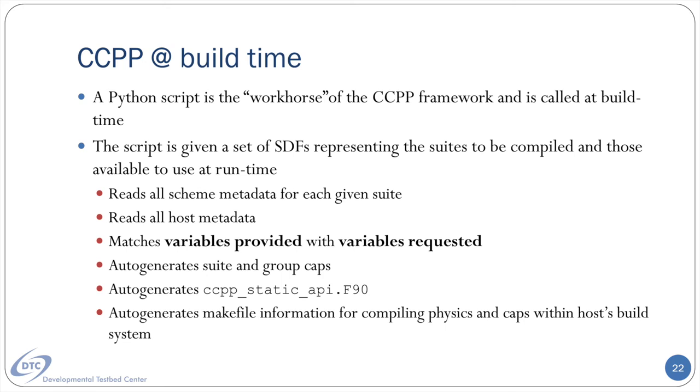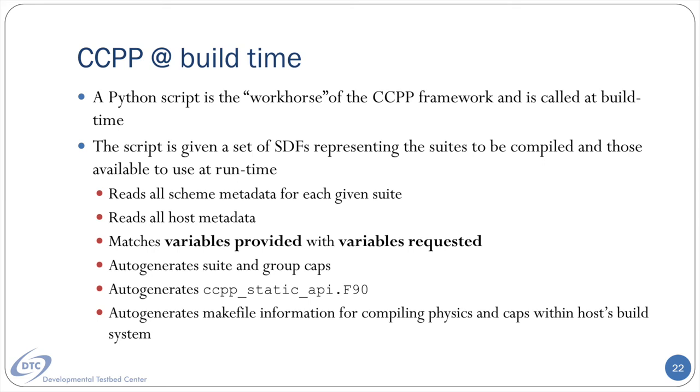If you've been paying attention up to this point, you've no doubt noticed that I've mentioned auto-generated code many times. All of this auto-generation happens at build time. Python scripts are at the heart of the CCPP framework, and they are invoked at build time. The scripts are given a set of suite definition files, as well as the location of metadata files from the host application and the physics.